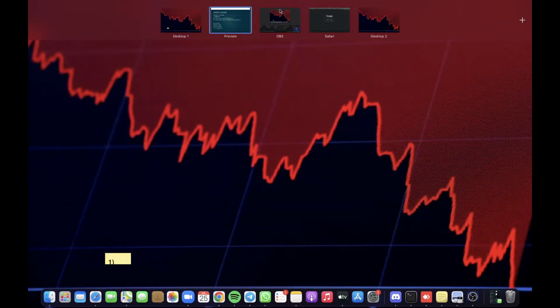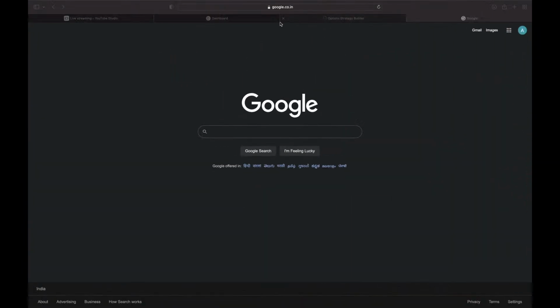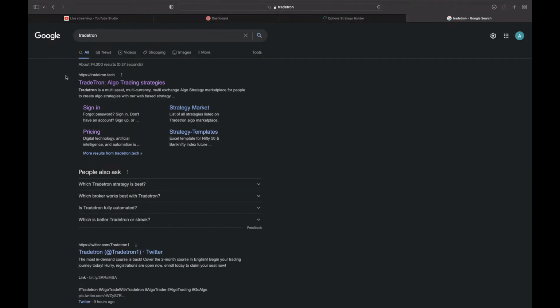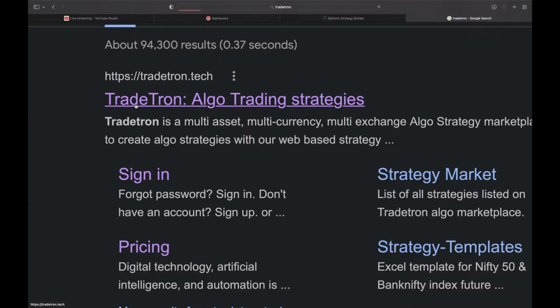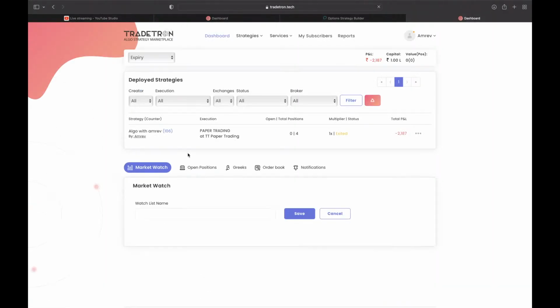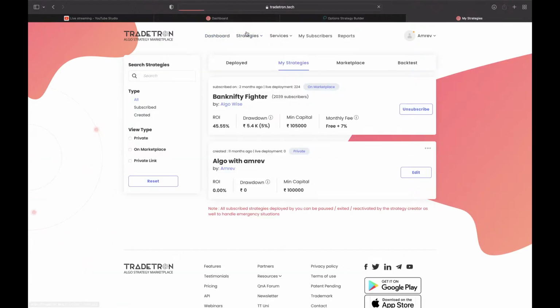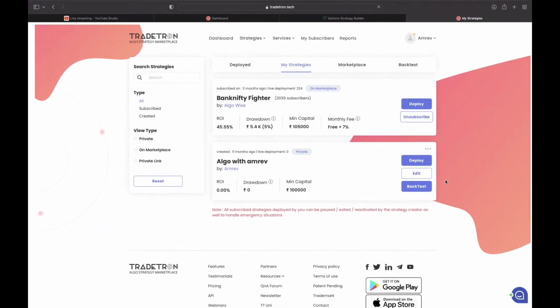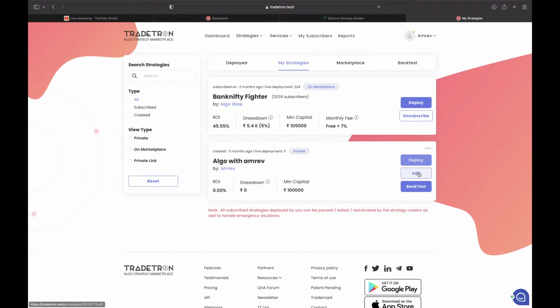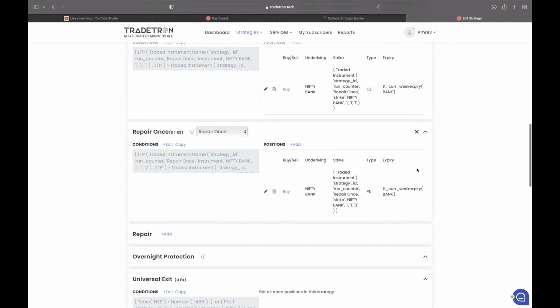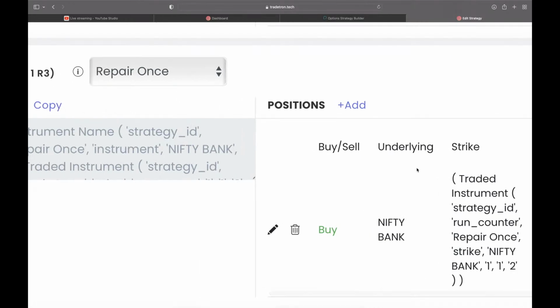Okay. And now if you want to put this strategy in place, there's a very easy way. Open TradeTron. You just go to Google and type TradeTron. Once you type it, you just click on the first link. You have your strategy over here. Now, this is how you can deploy your strategy. You can go to the My Strategies option. You can just create a new strategy over here, or I'll show you how. See, this is my strategy. This is completely coded, guys.